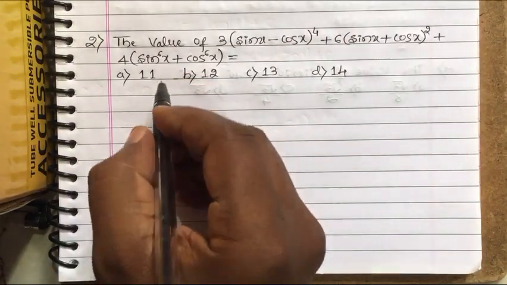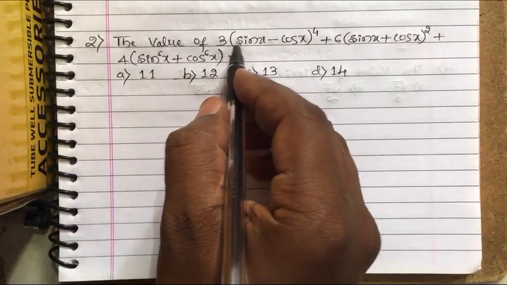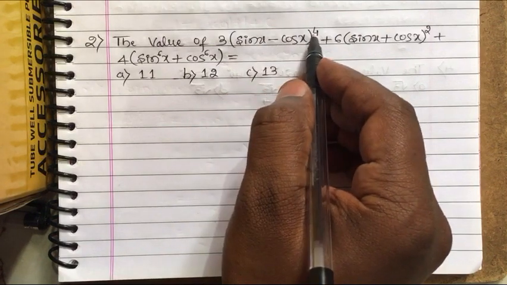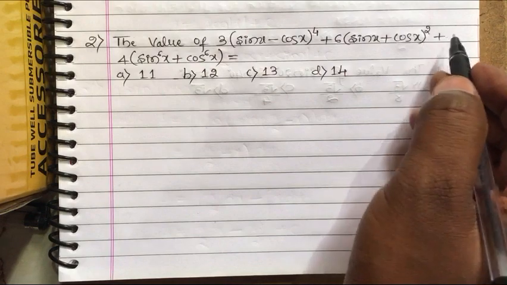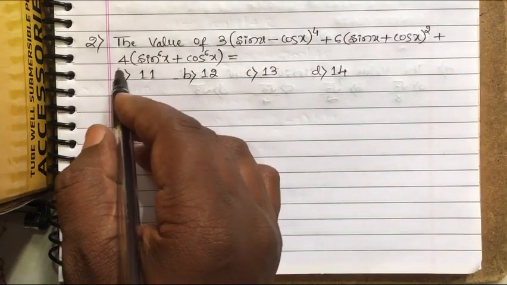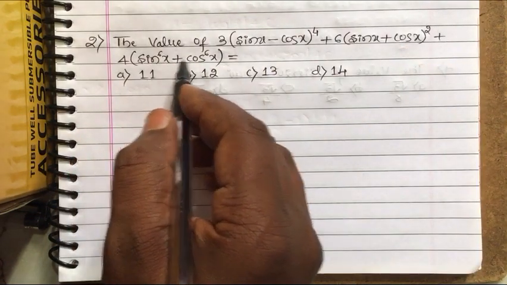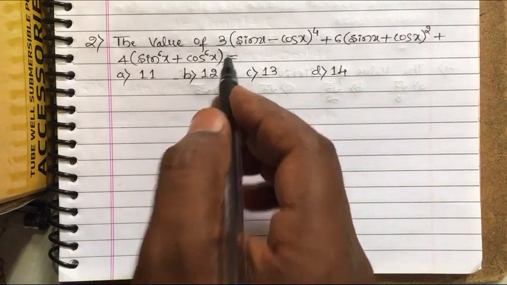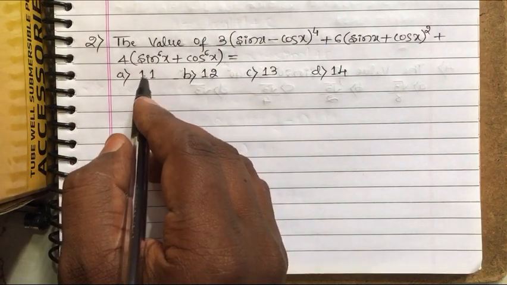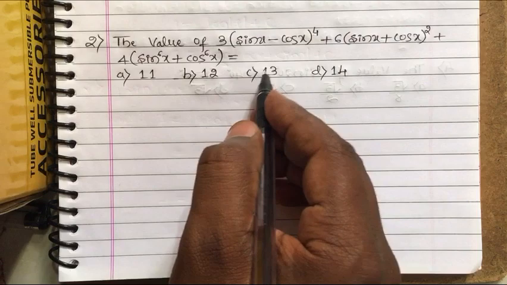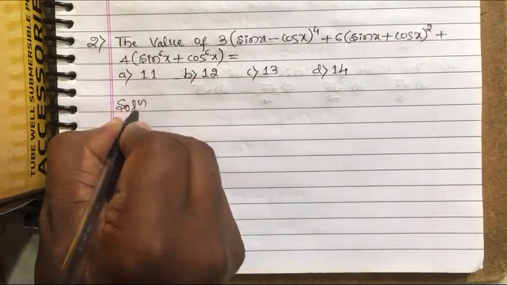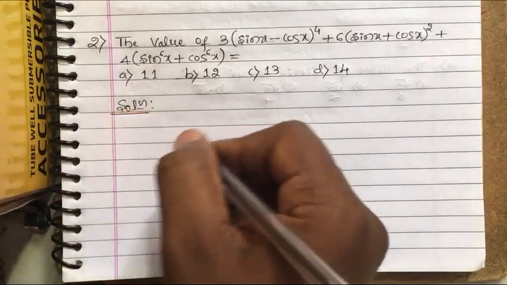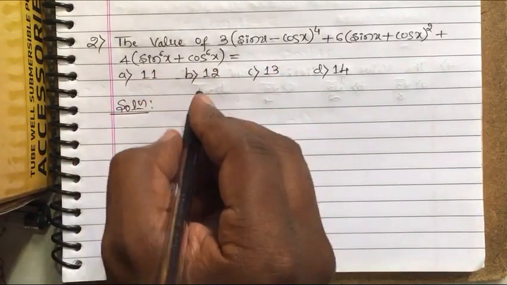The second question, it is the value of 3 into (sin x minus cos x) to the power 4 plus 6 into (sin x plus cos x) to the power 2 plus 4 times (sin to the power 6 x plus cos to the power 6 x) equal to. The four options are 11, 12, 13, 14. So if you solve this by the conventional method, it takes a lot of time. So I go for the substitution now.